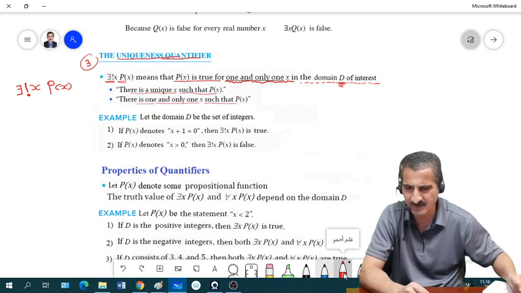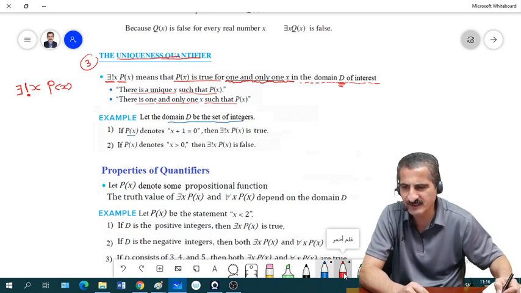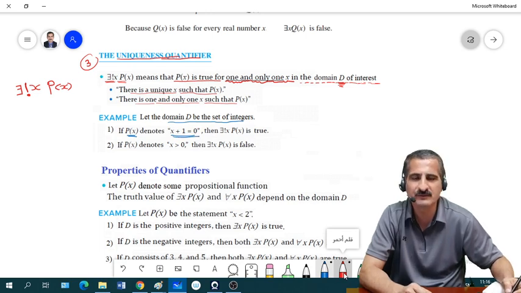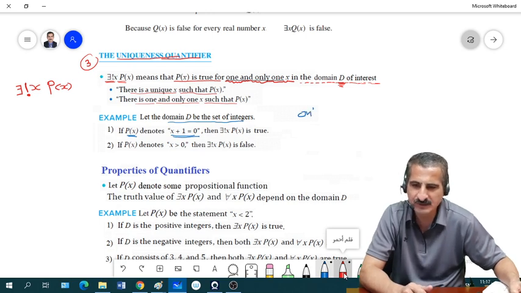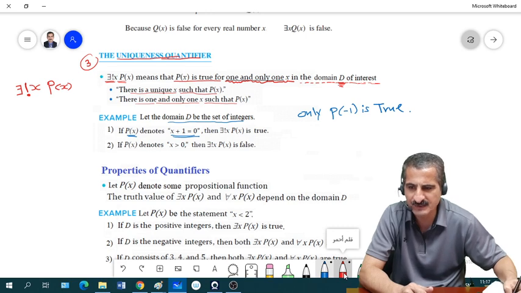Let us see this example. Let D be the domain of integers. Let p of x denote x plus 1 equals 0. So how many integers will achieve that? Only negative 1. So p of negative 1 is true, only one is true. So there exists a unique x such that p of x is true.